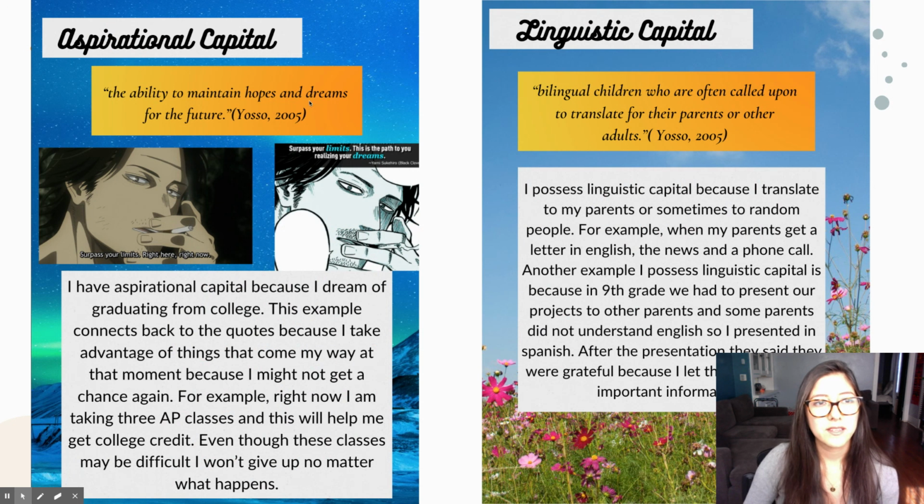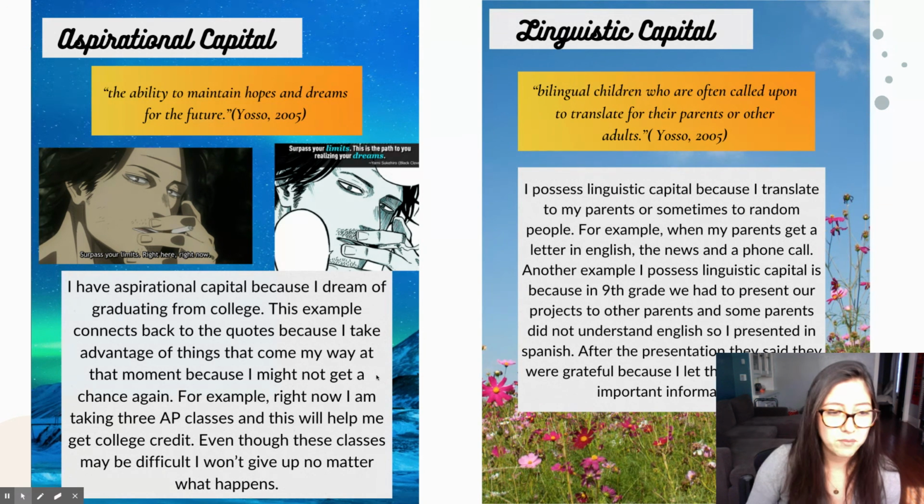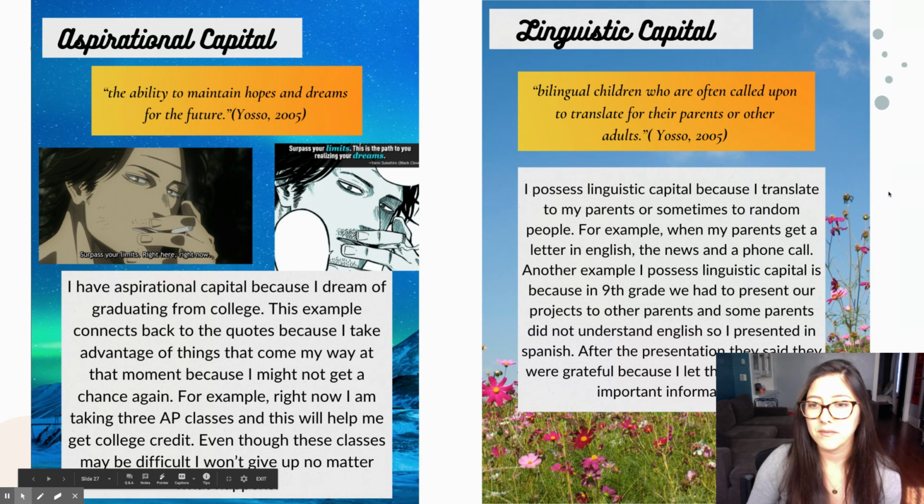And this student reflects on aspirational capital and linguistic capital. And again, students practice citing evidence from the text, including their own original photos. You can begin to see student personalities here as well. And she's able to just feel empowered about the resilience in her aspirational capital, that she is taking all these AP classes that will help her get college credit, and that she's not going to give up no matter what. This student also talked about how she possesses linguistic capital because she was able to translate to a group of parents on campus, and I thought that was really powerful as well, that she's already seeing that as a strength.